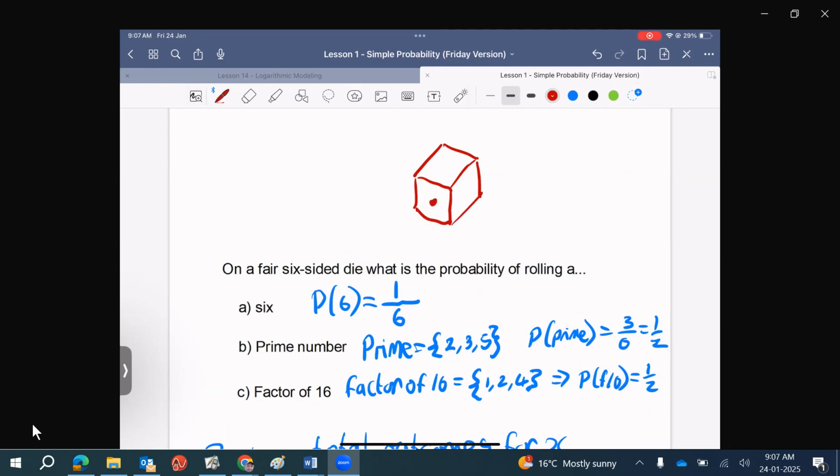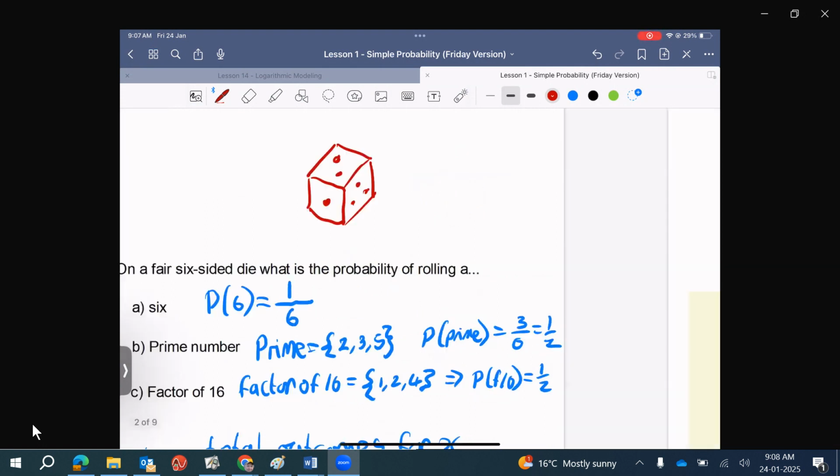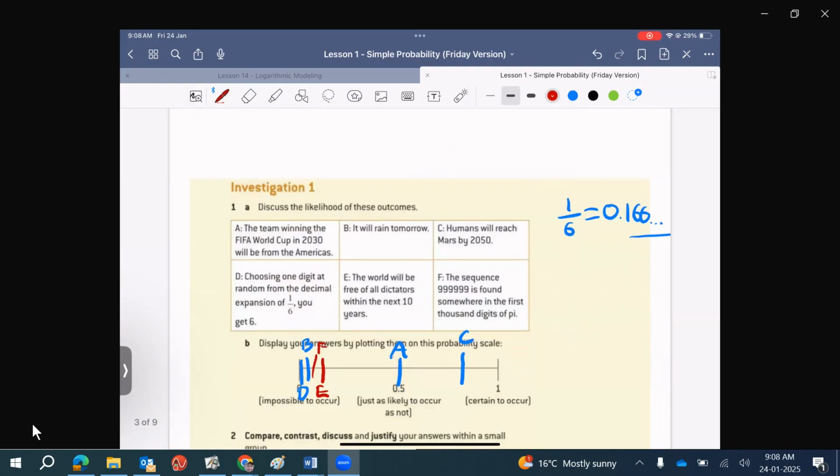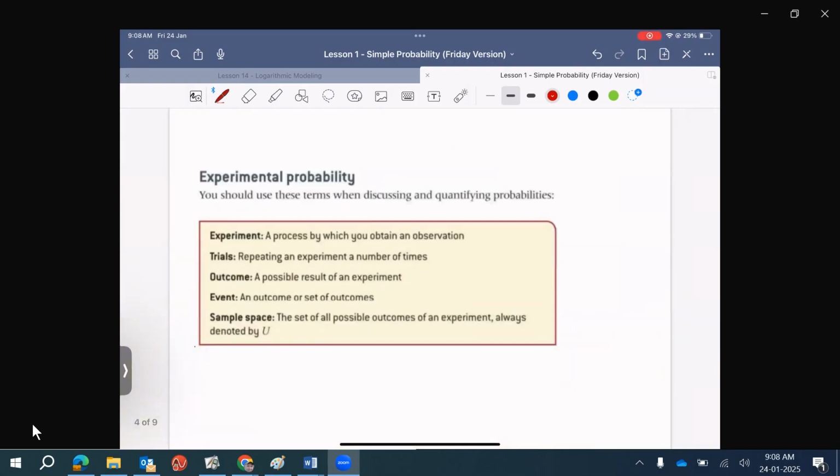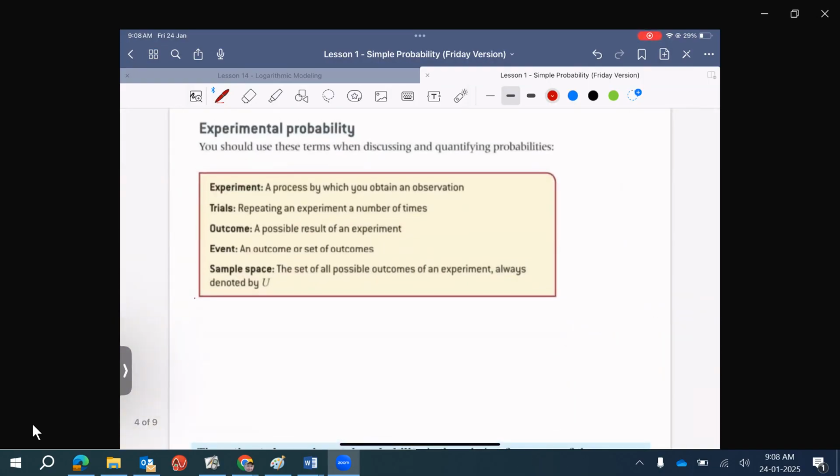Here is our die. We're using the fact that this is perfectly symmetrical, and we can determine how many ways it's going to fall. But sometimes, for more complicated events, we need to perform an experiment to find the probability. We perform an experiment and then we repeat it, more and more and more times.